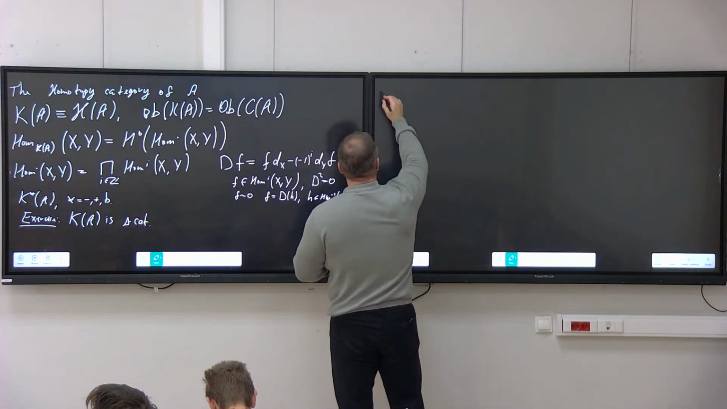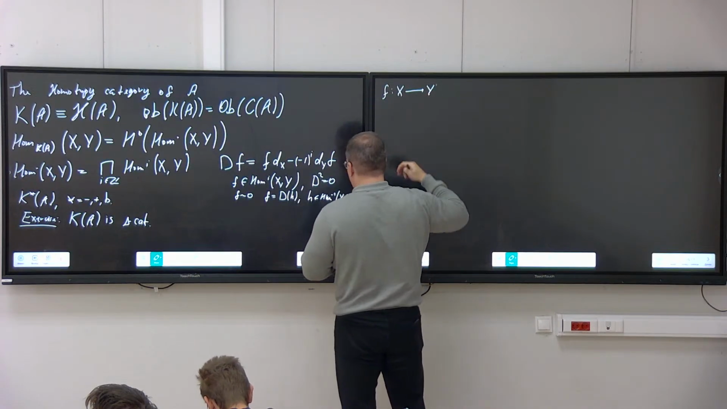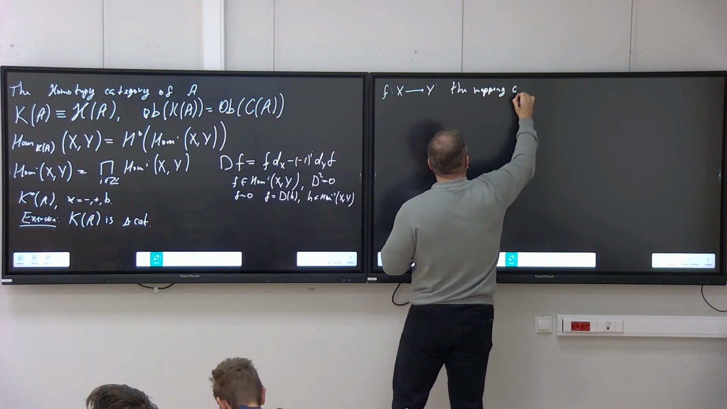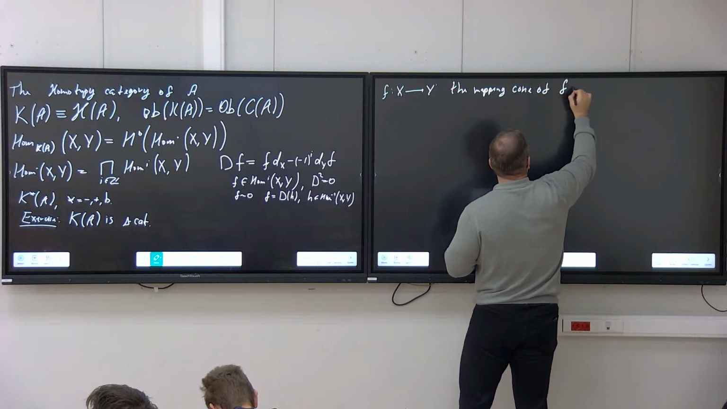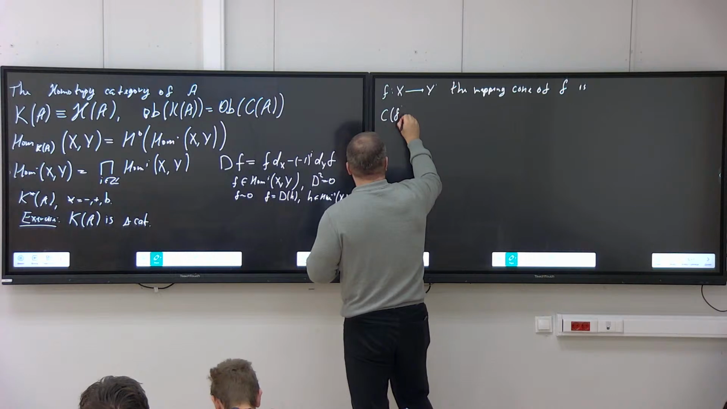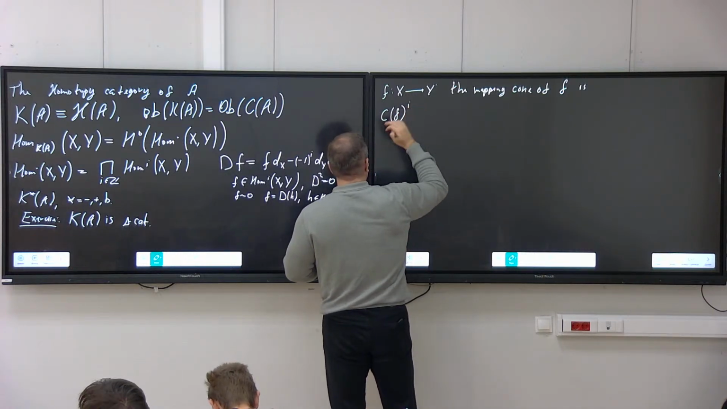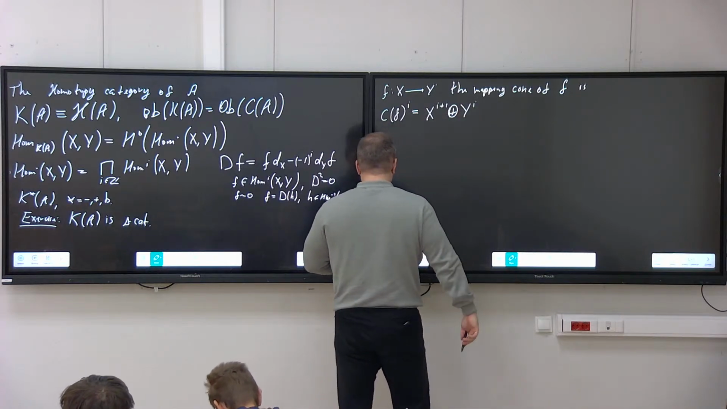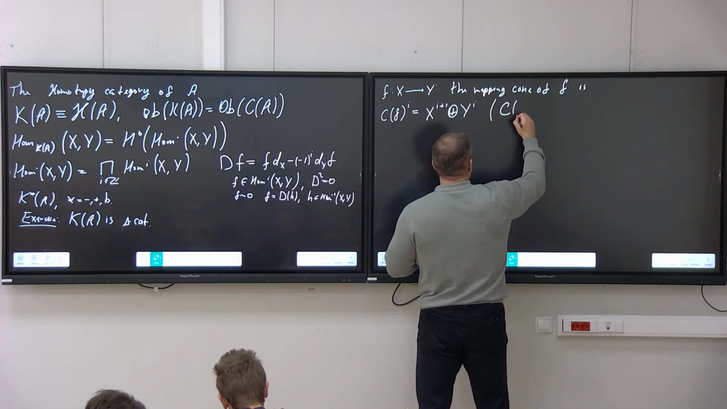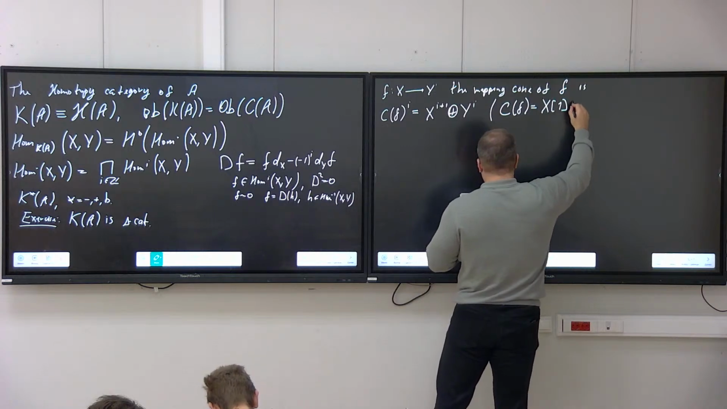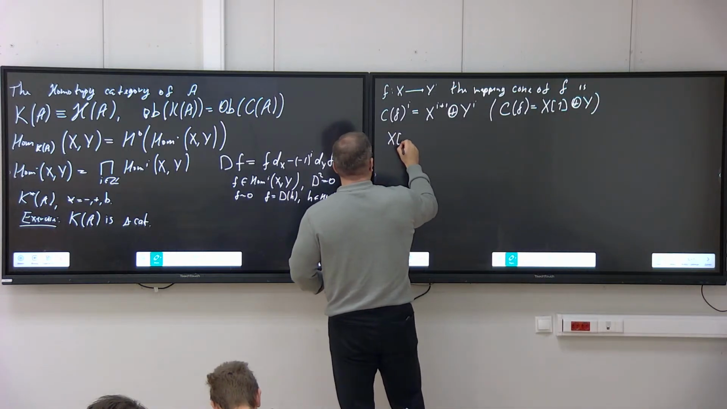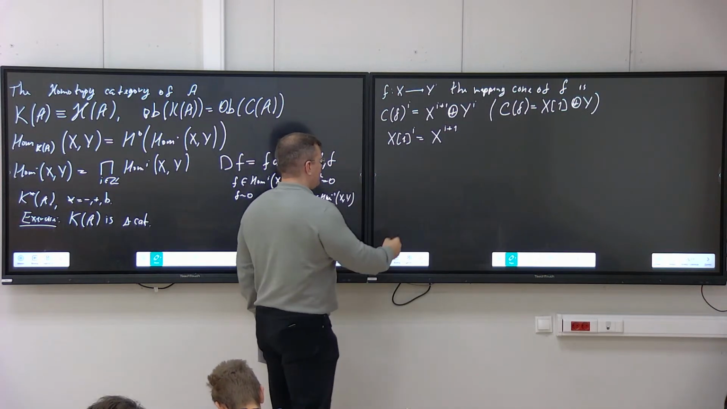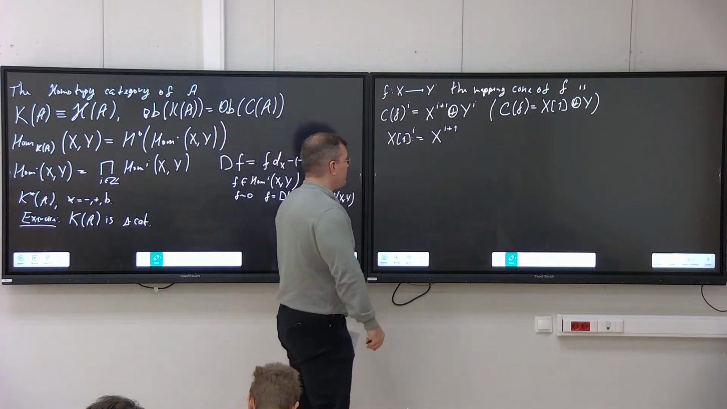We have a notion of a cone. Suppose we have f, a map from X to Y. This is a map of complexes. The mapping cone of f, with notation C of f, in degree i is by definition X in degree i plus 1 plus Y in degree i. So without the differential, the complex is just the shift of the complex X plus Y. By the way, the shift by 1, in degree i, is X in degree i plus 1. This is the definition. Of course, with minus 1, the same definition with i minus 1.